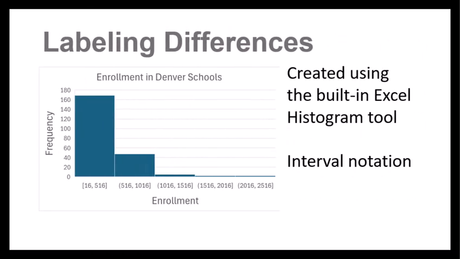I wanted to show a couple different versions of histograms. There are different styles and different labeling techniques. So in this example, we're actually looking at the same data. The title and the horizontal and vertical axes have the same labels. The class intervals are a little bit different. So looking along the horizontal axis, the first class is going from 16 to 516. This graph was created using the built-in Excel histogram tool.